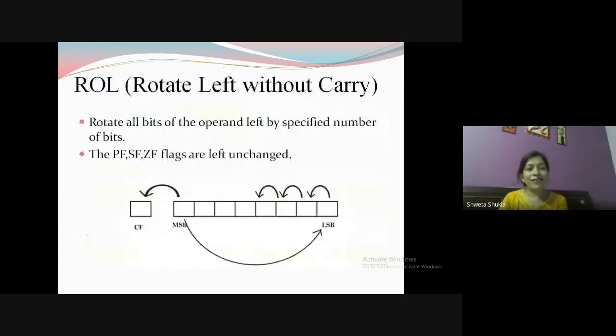So let's deal with the first instruction, ROL. ROL means rotate left without carry. Now in this case, if you are rotating the bits towards the left side, always remember it depends on one thing: either the instruction says you have to rotate it just once, or you have to check the value of the CX register, that is the counter register. Let us suppose the value of CX register is 2, that means you have to rotate this particular data 2 times.